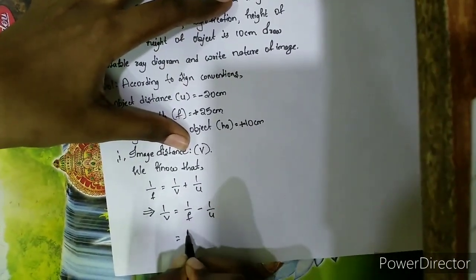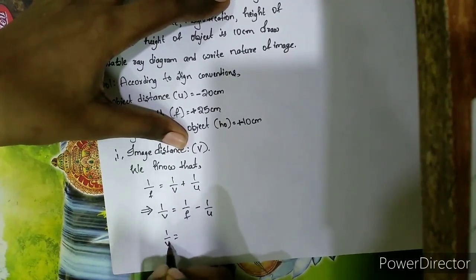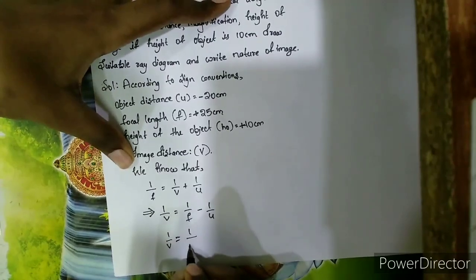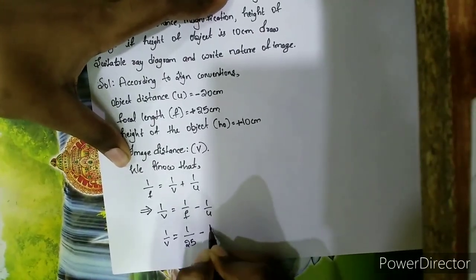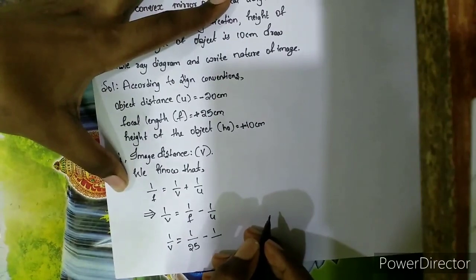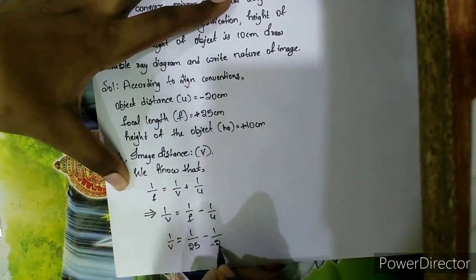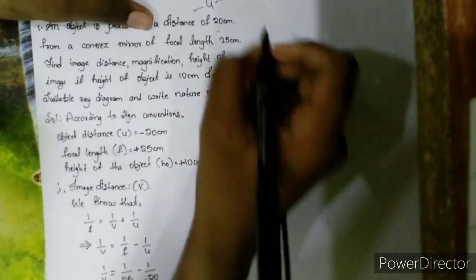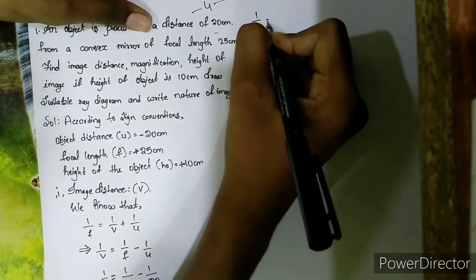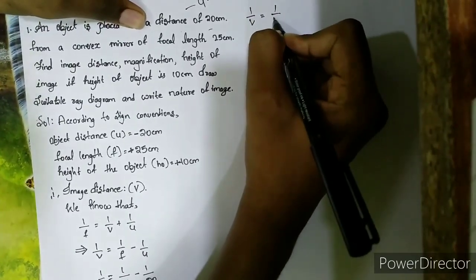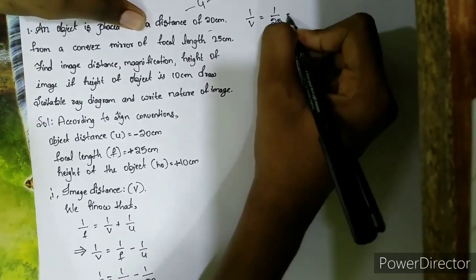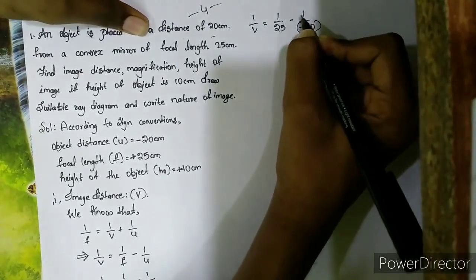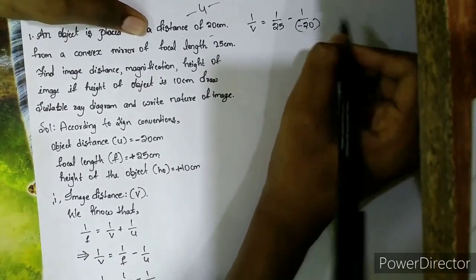Now here 1 by V is equal to 1 by F. Here focal length we know is 25 centimeters, so 1 by 25, minus 1 by U. Here the object distance is minus 20 centimeters. Now 1 by V is equal to 1 by 25 minus 1 by minus 20. Now minus into minus will become plus.